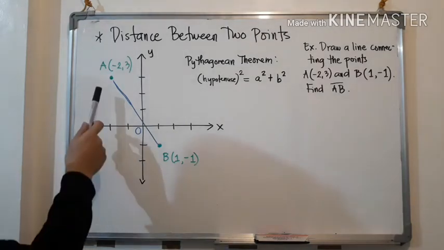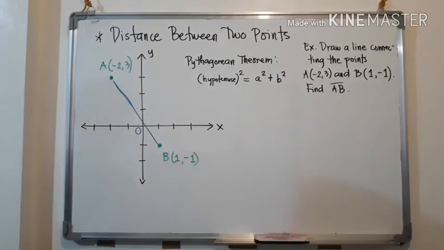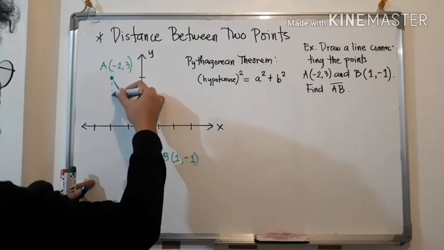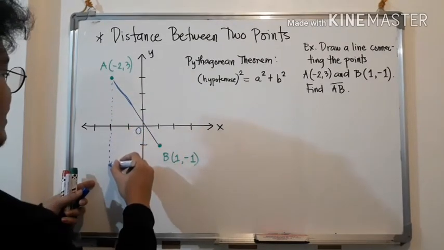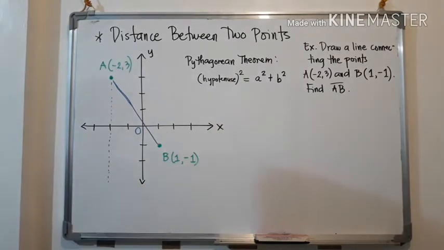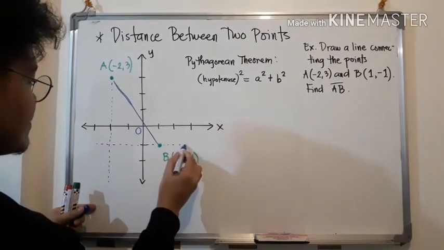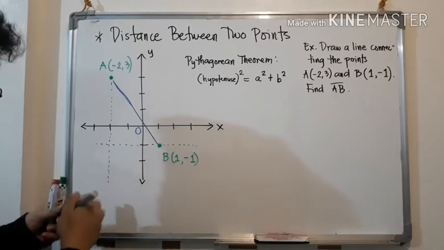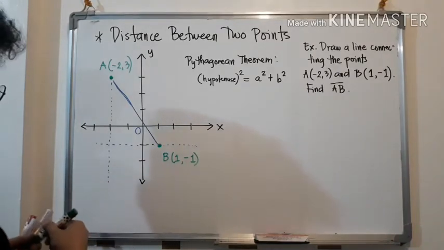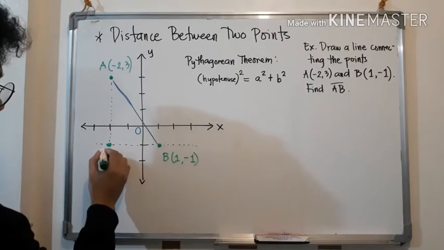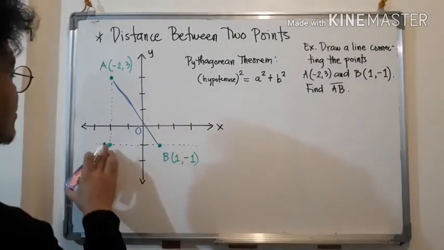Now, can we sketch a right triangle using these points A and B? How is that possible? Okay, so we will sketch a vertical line using point A. So say this is our vertical line, making use of point A. And sketch a horizontal line making use of point B. So this is point B. And so we have this third point on the plane. And we'll label this point as point C.